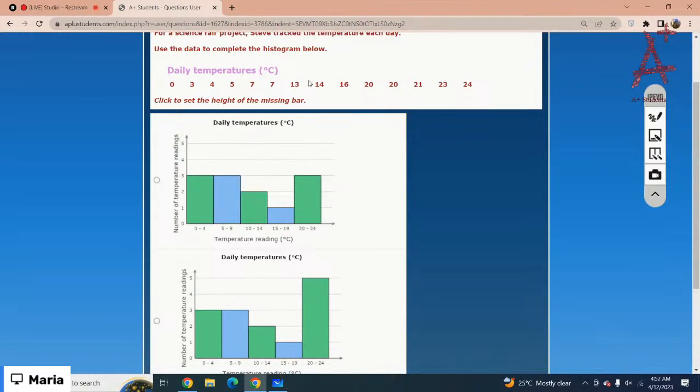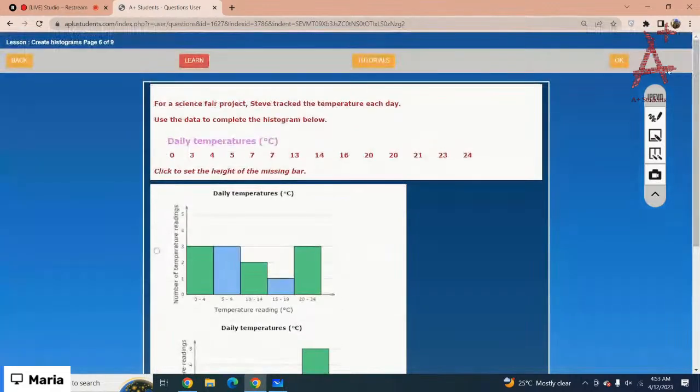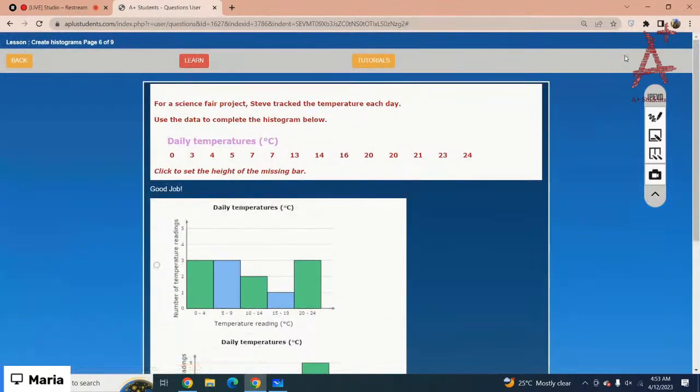Okay, from 10 to 14. 1, 2. Just two values. So here it matches with the 2. Got it? Then from 15 to 19. Just one value. So see here it matches with the 1. Then from 20 to 24. 1, 2, 3, 4, 5. It matches with the 3. That means this isn't the correct option. That would be the one that matches with the 5. Got it? So that is the correct option.